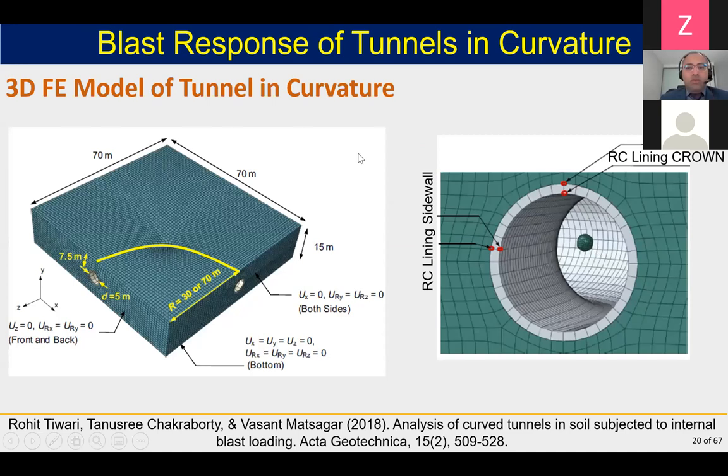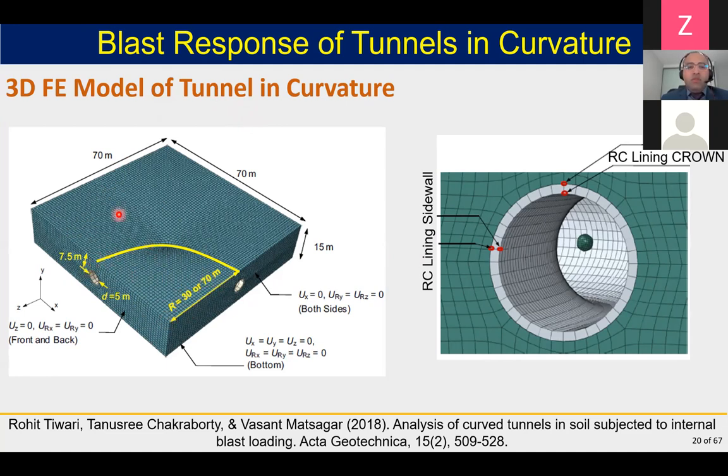Okay, now the third study, which we did with 3D finite element modeling for understanding the behavior of a tunnel which is in curvature. In this study, we again made the Lagrangian domain of the soil and tried to insert a curved reinforced concrete lining. It's not actually reinforced, it's just plain concrete lining, with different curvature. So two different linings with different radii of curvature. One was 30 meter and another was 70 meter.